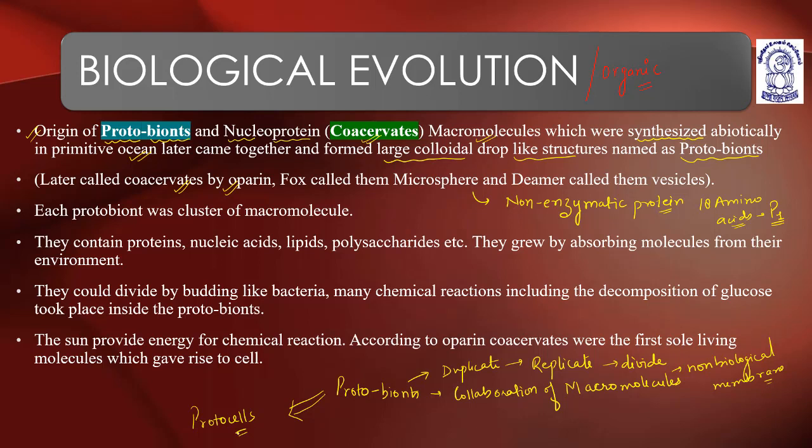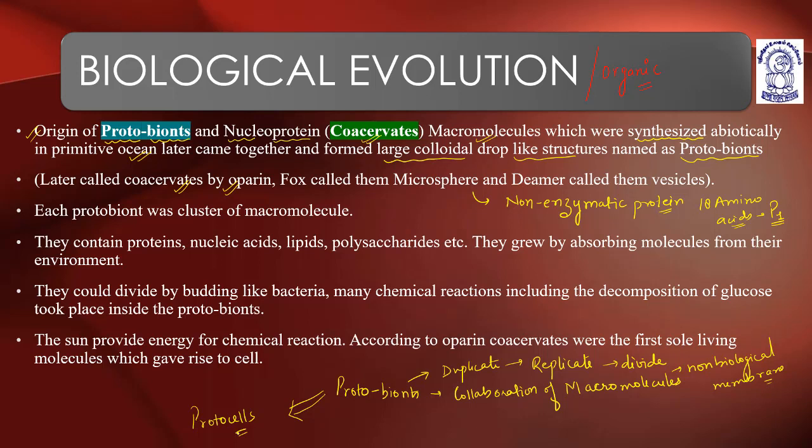So basically, Haldane, Fox and Demer created some kind of artificial environments. They proved that these coacervates, microspheres, vesicles actually exist, or can exist, in an artificial environment, which will give us a sense of how life originated. Okay. So first we will study about coacervates.